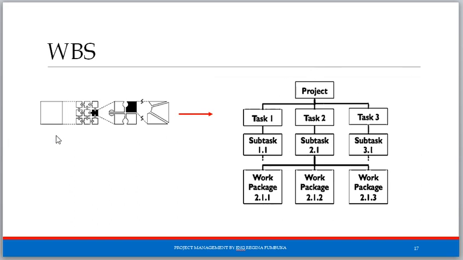Mfano huu ni sawa na hapa. You have a square. Now within a square kuna 9 components. Within one component kuna 4 components. Within one component again kuna 3 components. So you divide it into very, very smaller but manageable components ambao unaweza kuestimate cost pamoja na duration.